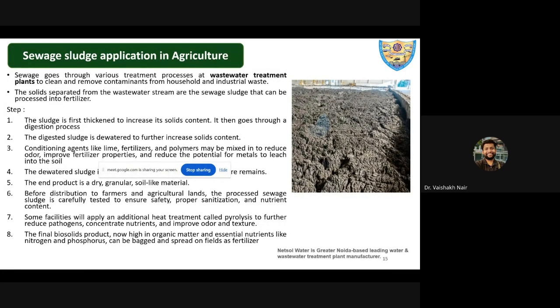One of the wastes generated is the sewage sludge. Sewage sludge comes from sewage, which is basically waste, and mostly water is the major component. This sewage is treated in wastewater treatment plants, and it goes through three different types of treatment: primary, secondary, and tertiary. Secondary is where you have the biological treatment, and from there the solid mass is separated out using a clarifier, and the liquid is further taken to a tertiary treatment process, and it is reused.